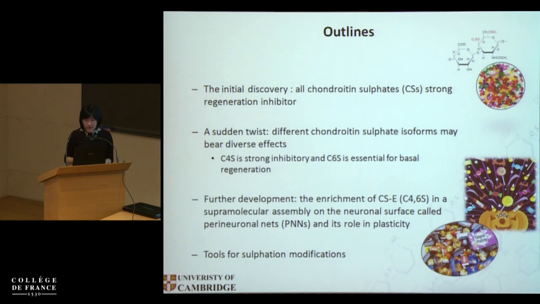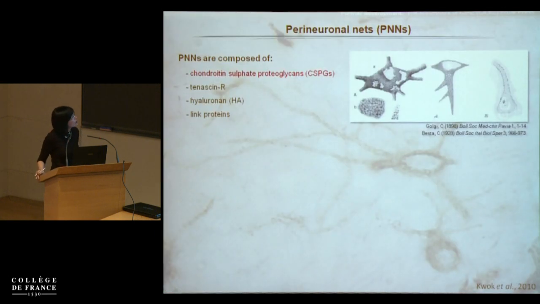And then, as you heard from Geest earlier, we have also found that there's another sulfate structure called CSE, which is enriched in the perineuronal net, and we have shown that CSE is important in controlling plasticity by being present in the perineuronal net, controlling what it is binding. You saw this picture earlier in Andreas' talk. These are early pictures from Golgi, looking at the perineuronal net on the surface of neurons. The perineuronal net is composed of CSPG, tenascin R, hyaluronan, and link protein.